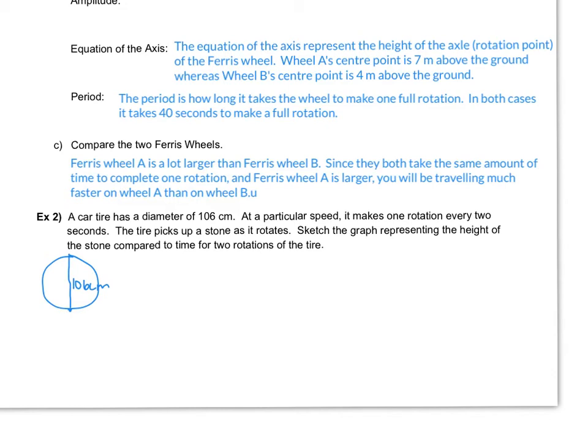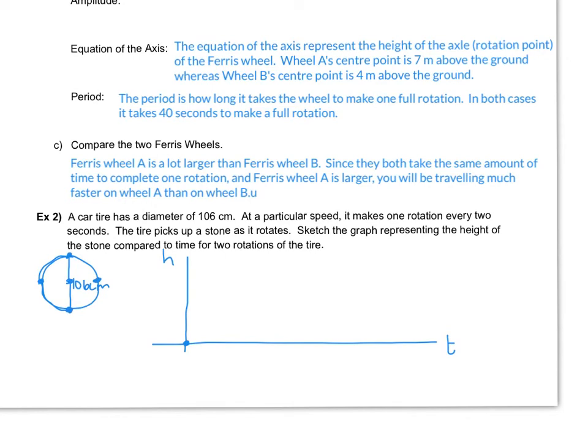The tire picks up a stone as it rotates. Sketch the graph representing the height of the stone compared to time for 2 rotations of the tire. All right, so I'm going to put time as my independent variable here, and the height of my stone is going to go here. Now, to be picked up off the ground, your height would be 0 at that moment. And as the wheel turns, a quarter of a turn, you're going to be parallel with the center of the wheel. And then at a half turn, that stone will be at the high point. Then you're back at the center of the wheel, which is your axis of your curve, and then you're going to go back to your minimum point.